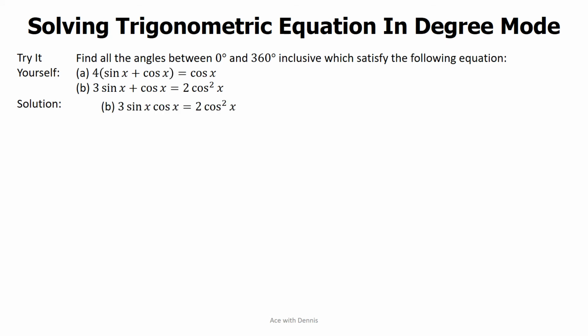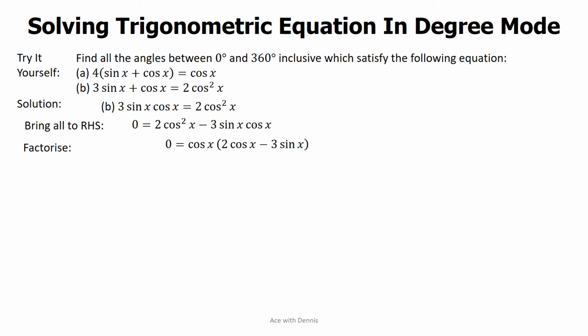Okay, now we move on to find the solution for B. 3 sine x cosine x equals 2 cosine square x. So first step is we want to bring everything to the right hand side, which will become 0 equals 2 cosine square x minus 3 sine x cosine x. The next step is we want to factorize the common factor. For this case, the common factor is cosine x. Therefore, the equation is 0 equals cosine x bracket 2 cosine x minus 3 sine x.